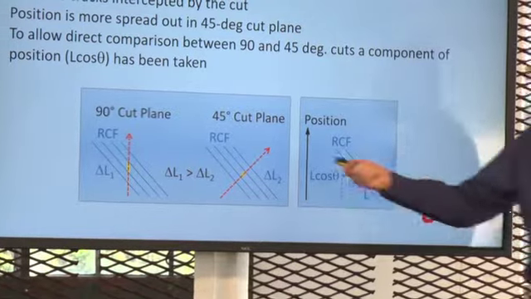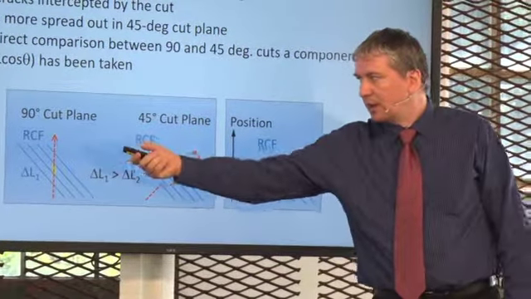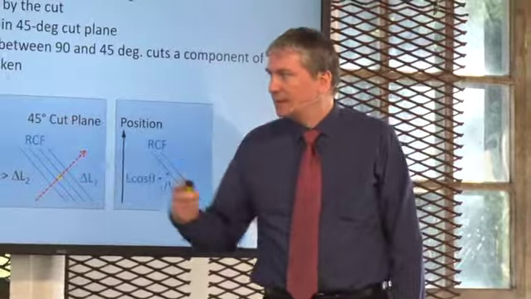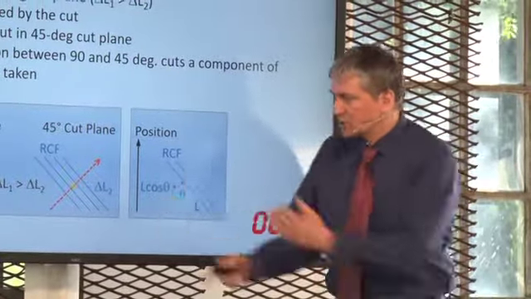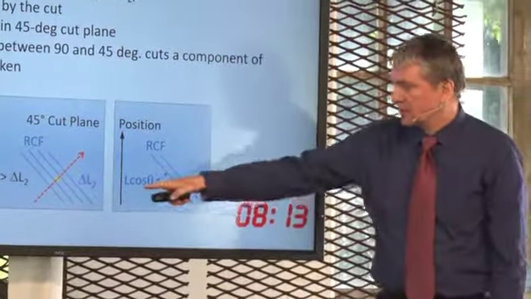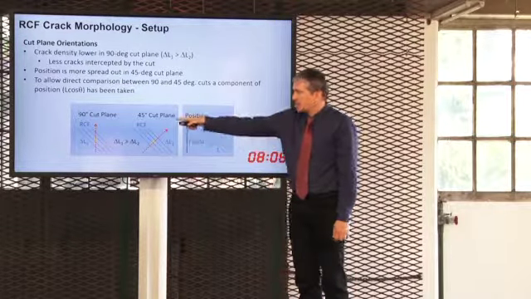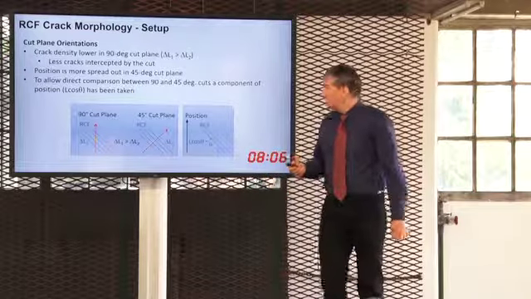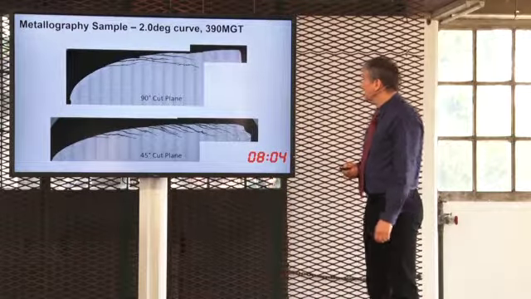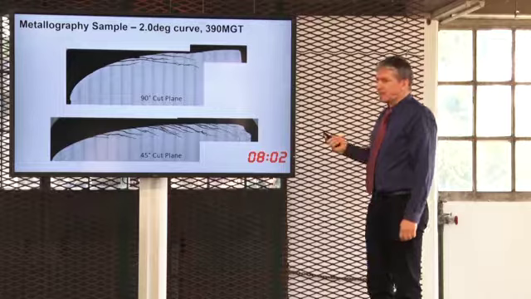Now, if you want to compare the 45-degree cut to the 90-degree plane cut, you need to collapse this position back to 90 degrees. So you just take the component of the position of the initiation point of those cracks, and then you can do a one-to-one comparison. Just to show you visually what this looks like, this is the exact same rail.